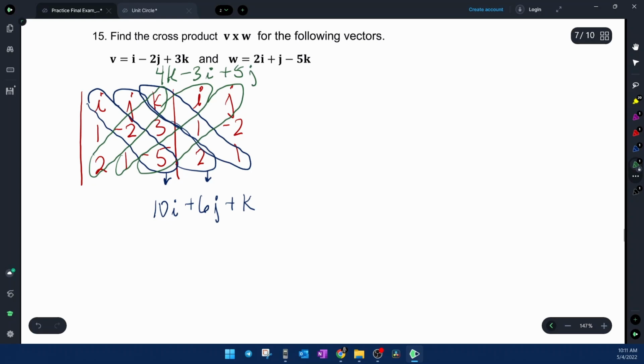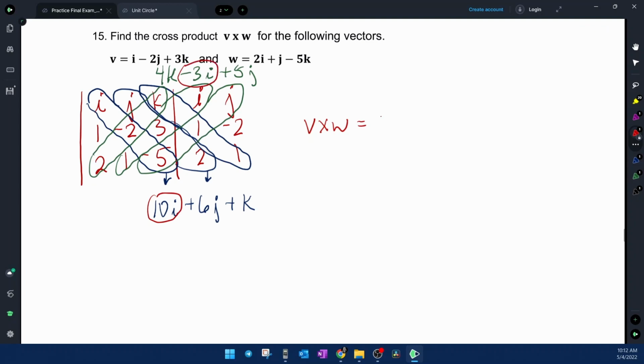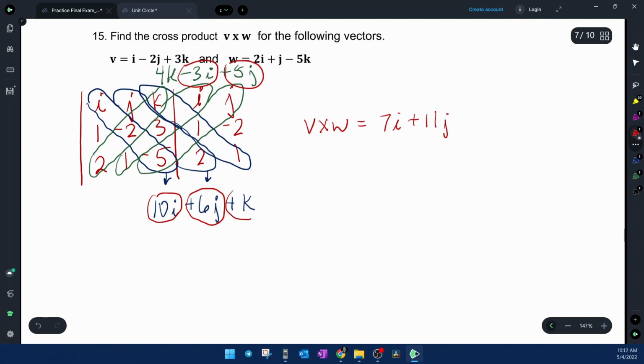And then to get our cross product, all we have to do is combine like terms, adding the i's first. 10 minus 3, 7i. Next, the j's, 6 plus 5 is 11j. And finally, the k's, 4 plus 1 gives us a plus 5k. And that is our answer for the cross product.